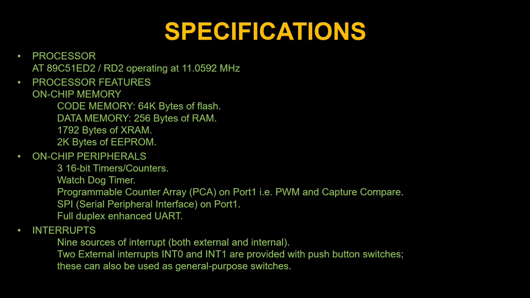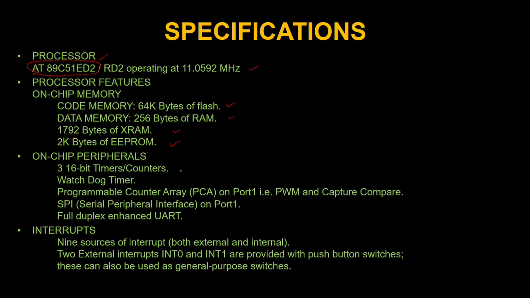So what is the processor we have? It is the AT89C51ED2. This is what you selected while doing programming in simulation, right? When you get into Keil, you select this hardware. That is why you selected that hardware at that point of time. It works at 11.0592 megahertz. We have 64K of flash, 256 bytes of RAM, 1792 bytes of XRAM, and 2K bytes of EEPROM. All of these are attached in the kit itself.